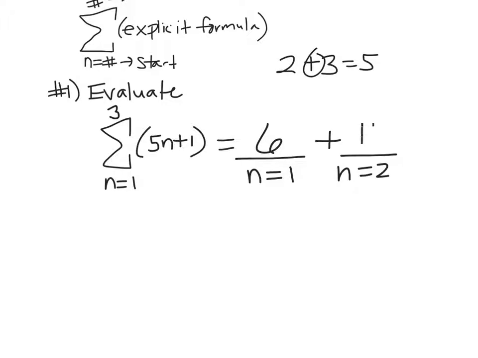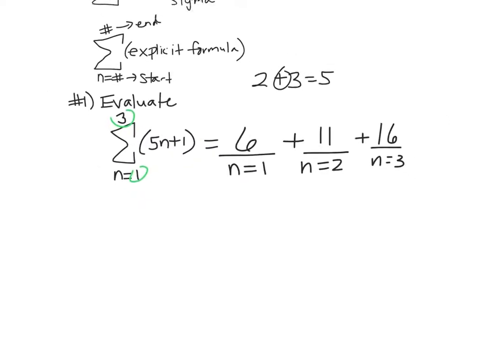11. And then we'll plug in n equals 3, and we get 16. And that's where we stop, because n equals 3, see this 3 right here? It's telling me that's my last n. So n equals 1, 2, and 3.